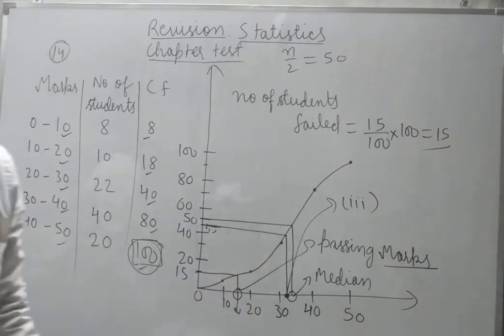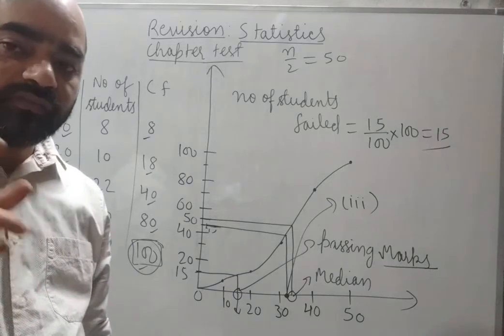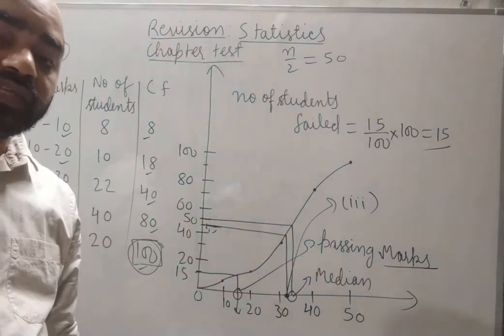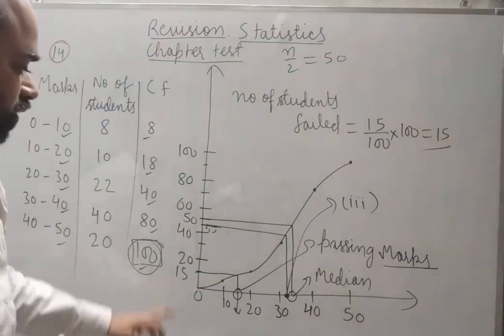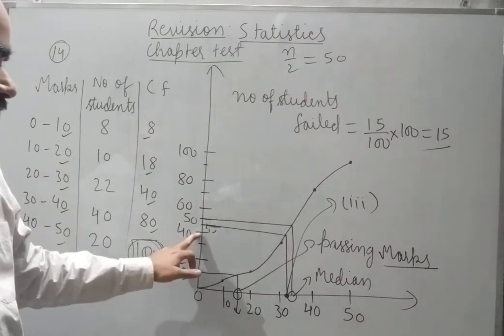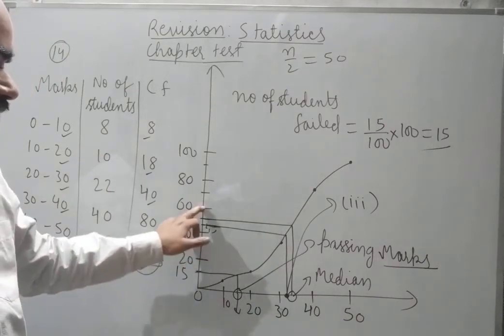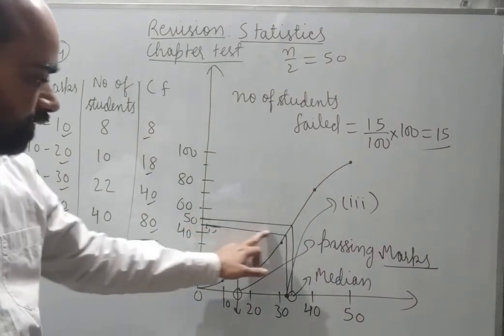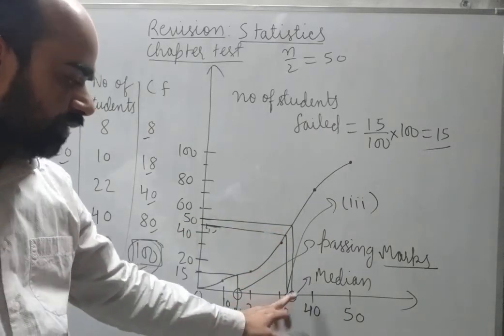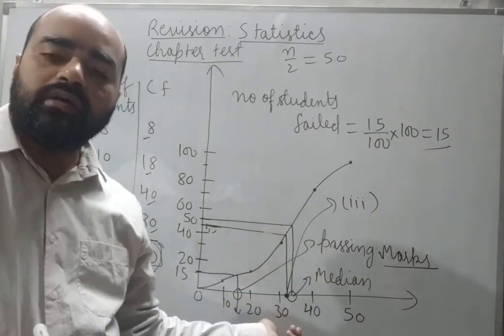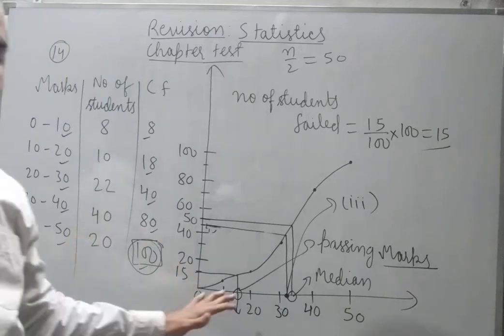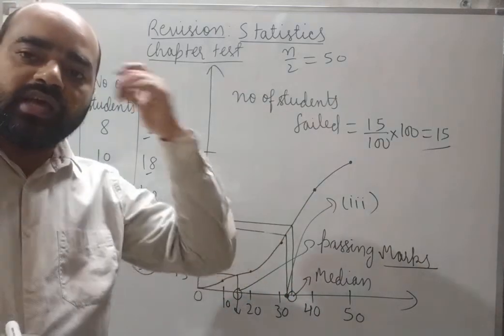After that, we have to find the mark for which 45% of the students exceed that mark. So 45% of the students is 45. Okay, here between 40 and 50. So 45, again horizontal and vertical. So maybe it is 32, 33, 34. That will be the marks for which 45% of the students exceed.